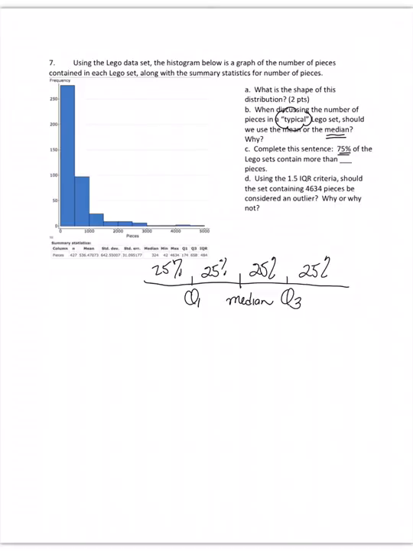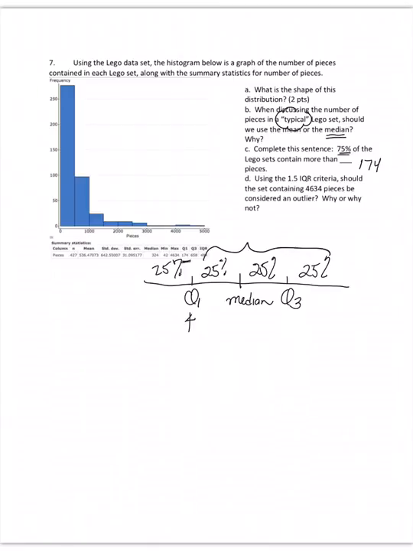And so in part C, when you're asked 75% of the Lego sets contain more than blank pieces, right here at Q1, you can see that 75% would be more than Q1. So the answer to that problem would be the value of Q1, or in other words, 174.